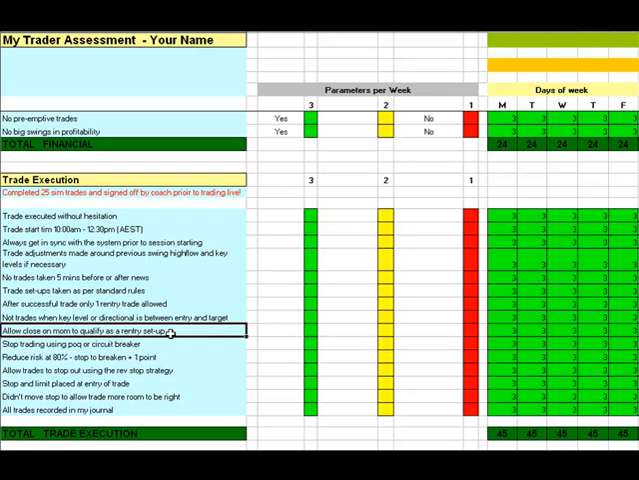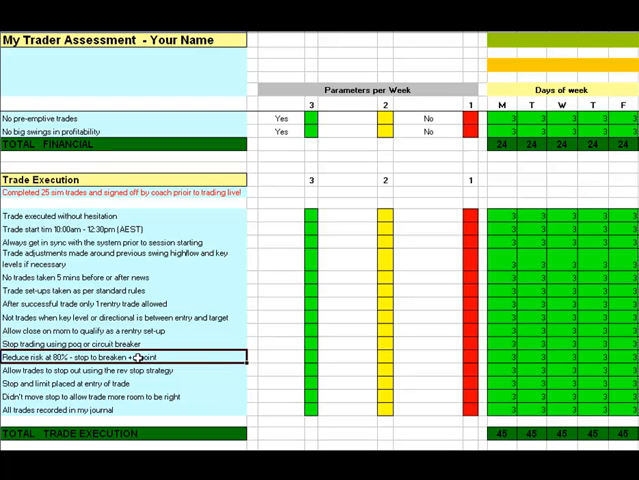Okay, so for a re-entry trade, we want to allow a close on the MOM to qualify as a re-entry setup. So that's part of the system. And next criteria, stop trading using the power of quitting or circuit breaker. Well, we actually stopped because we had 2 winners and done today. So again, we stopped trading because we had our 2 winning trades, so we were done.